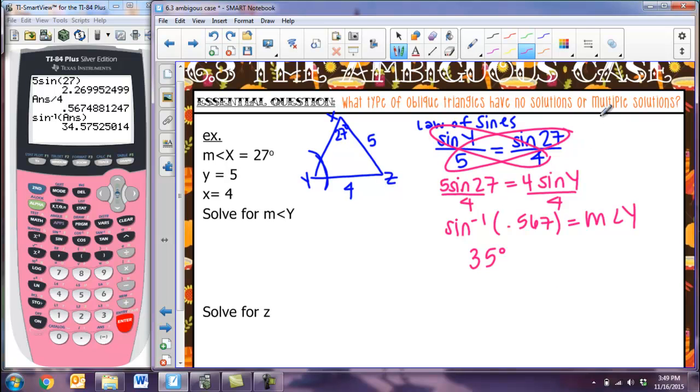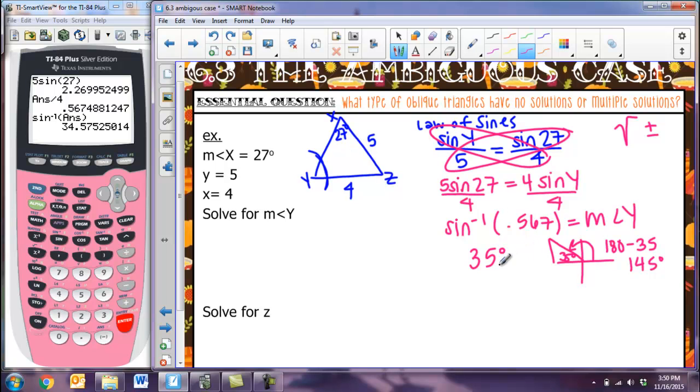Okay, so the big problem here is, just like when you take a square root on your calculator, you know that when you take a square root, you get a plus or minus answer, but your calculator doesn't. It's always going to give you the principal square root. This is giving you the principal inverse value. And so if I think about my unit circle, it's given me the angle over here. But because sine is positive in quadrant 2, you have a reference angle of 35 degrees over here that would give me that same ratio. So 180 minus 35 would be 145 degrees. And if I checked that in my triangle, 145 plus 27 is still less than 180, so that could get me a whole other triangle.